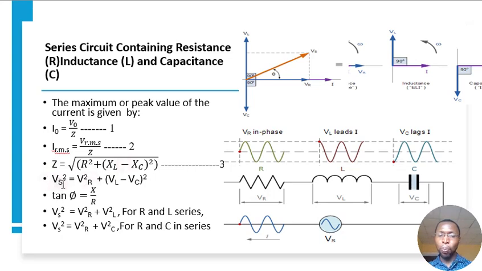And then the voltage supply. This is the circuit diagram I showed. This is the resistor, this is the inductor, and this is the capacitor.